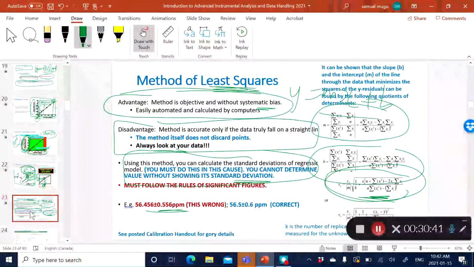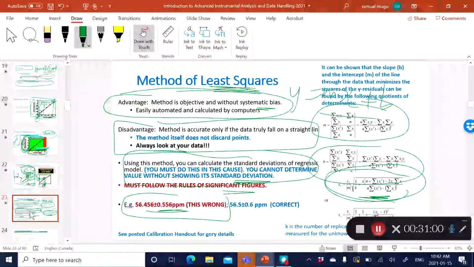Another important thing I should emphasize is the significant figures, and students forget to do these, yet it's critically important. Assume you've got a measurement such as this. You determine the concentration of iron is 56.456 plus minus the standard deviation using that relationship, which you got as 0.556 ppm. Now remember that is wrong, because the standard deviation and the average have different significant figures, and you didn't account for the correct significant figure.